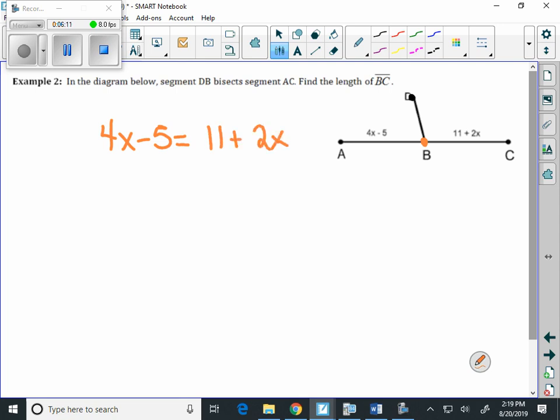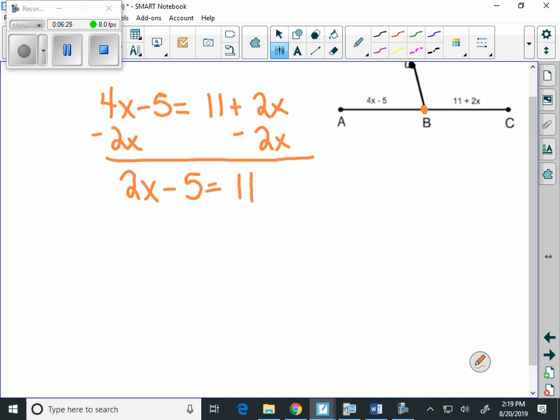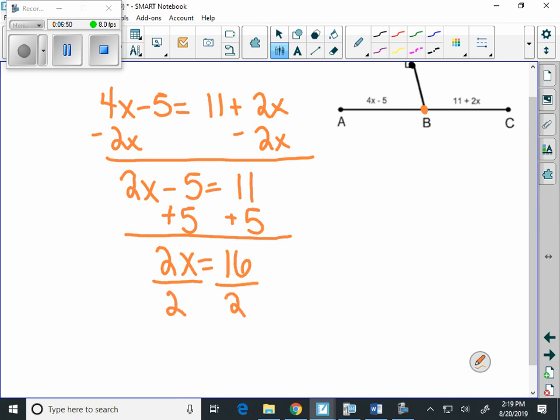And solve it the way your Algebra 1 teacher taught you. I'm going to move my letter to the left. Subtract 2x from both sides. And we end up with 2x minus 5 equals 11. We're going to add 5. We need to get the 5 to the other side. Since it's minus 5, we need to undo that subtraction by addition. And we end up with 2x equals 16. And finally, 2 times x, we're going to divide both sides by 2. And we end up with x equals 8.